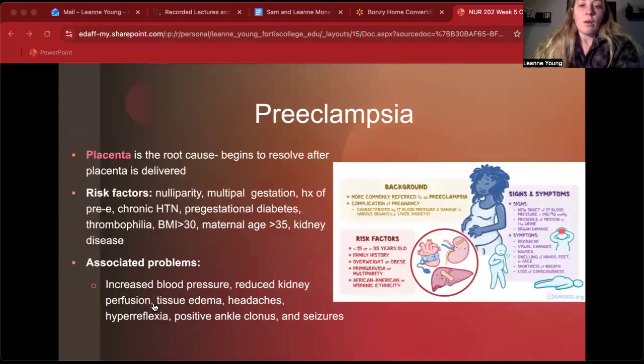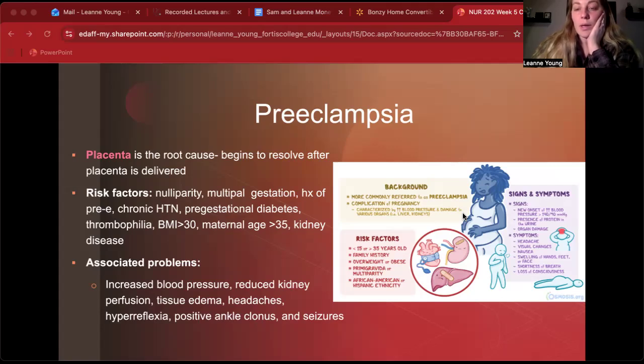Preeclampsia. Preeclampsia is a progressive disorder with the placenta as the root cause of the disease. Therefore, the disease begins to resolve after the placenta has been expelled, like we talked about. The current thought is that the pathologic changes that occur in the woman with preeclampsia are caused by disruptions in placental perfusion and endothelial cell dysfunction.